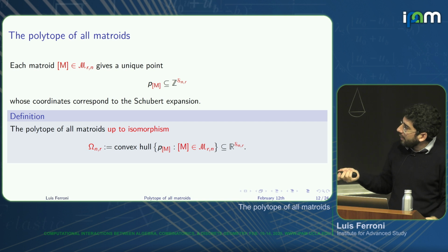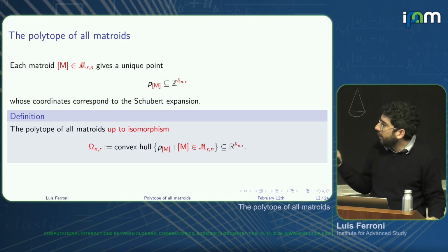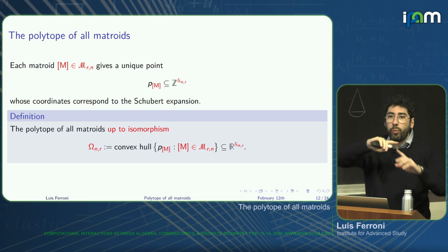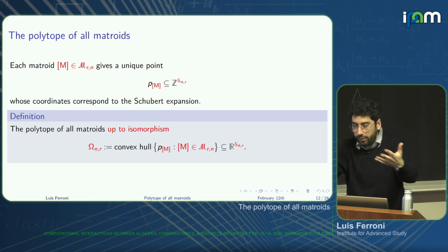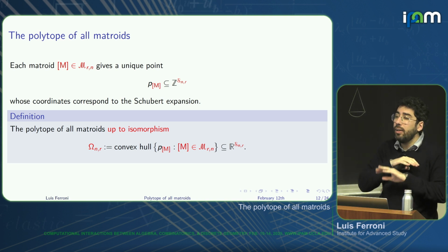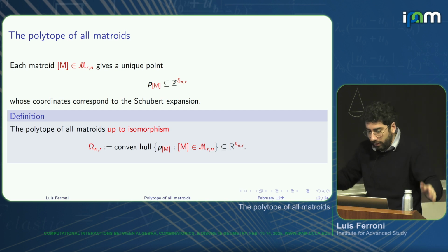Notice that the polytope of all matroids is Omega overline of r, n, and the polytope of all matroids up to isomorphism is Omega of r, n. Here I have a typo; I should have switched n and r. But the thing is that without the overline, you are considering isomorphism classes, and with the overline, you're considering everything. So all labelings are different things.